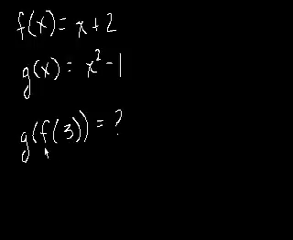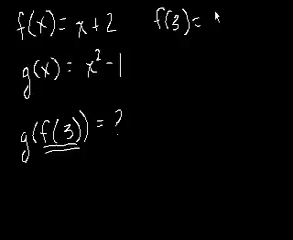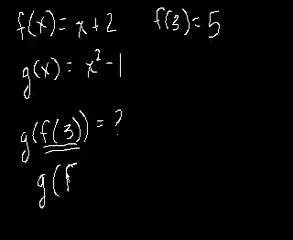well, the first thing we want to do is evaluate what f of 3 is, right? So the 3 would replace the x. So f of 3 is equal to 3 plus 2, which equals 5, right? So g of f of 3 is the same thing as g of 5, right? Because f of 3 is equal to 5. Sorry for a little bit of messiness, right?